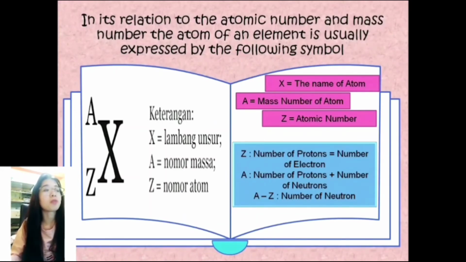Next slide. In relation to the atomic number and mass number, the atom of an element is usually expressed by the following symbol: A, X, and Z, where X is the name of the atom, A is the mass number of the atom, and Z is the atomic number. Z is the number of protons, which is the same as the number of electrons. A is the number of protons plus the number of neutrons. A minus Z is the number of neutrons.